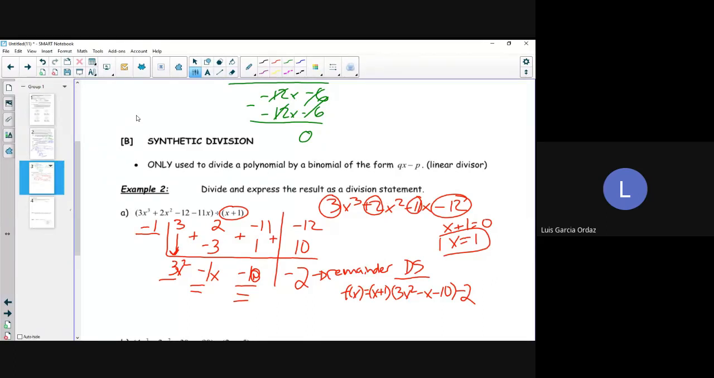Based off this one example, what do you find more? Honestly, I feel like they're both the same. Well, the synthetic is way faster. Yeah, it is way faster.